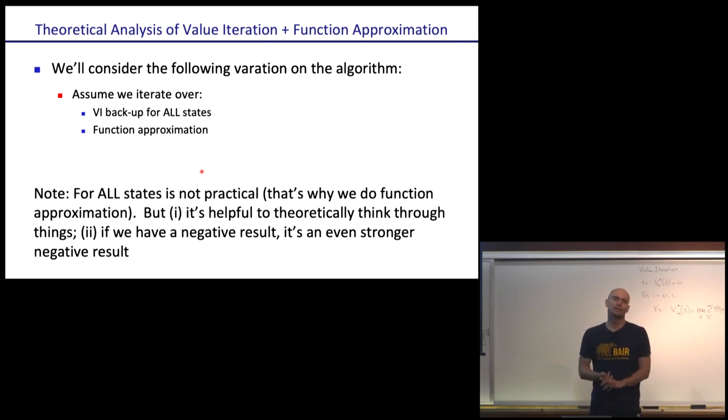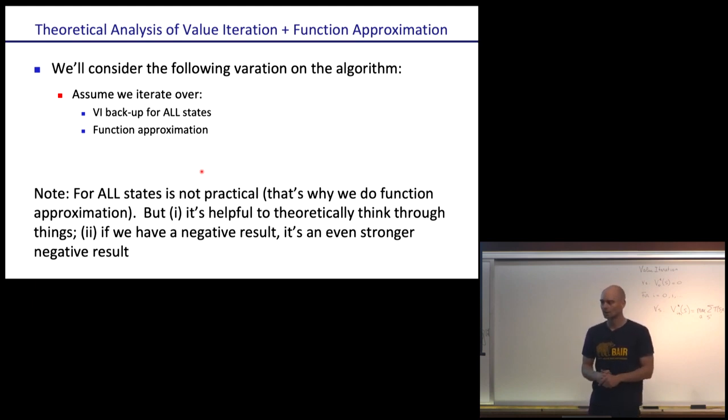To study this, we're going to consider the following variation on the algorithm. We'll assume we iterate over all the states. I've been telling you all this time, you can never have S prime equal to S. It's not practical. You can't run it. But for the theory we're going to do, we're going to actually assume S prime is equal to S. Why? It essentially eliminates one type of failure mode, where the reason you don't do well is because you have a too small set S prime, and so you don't capture enough signal.